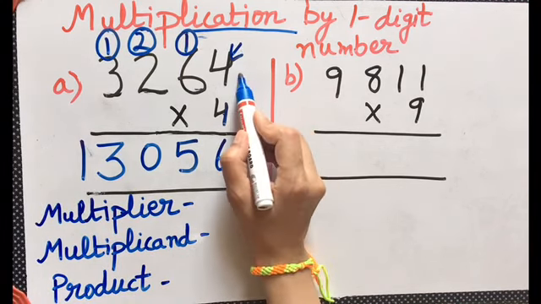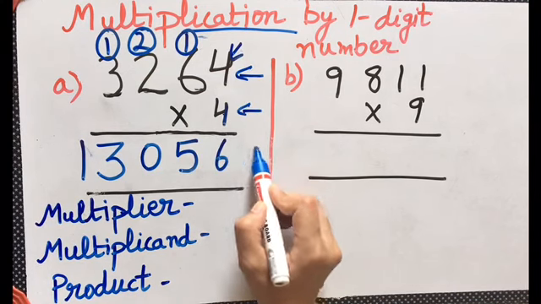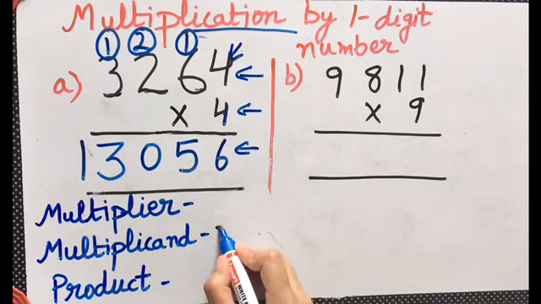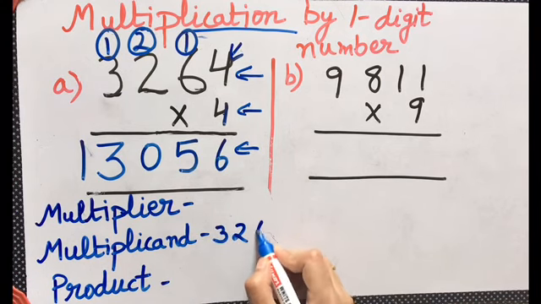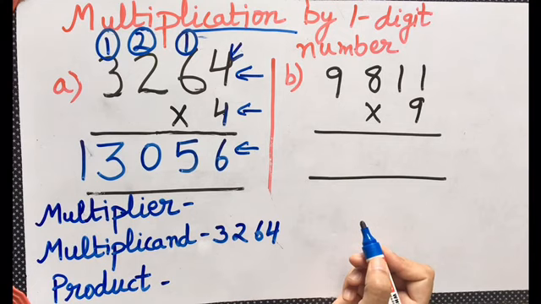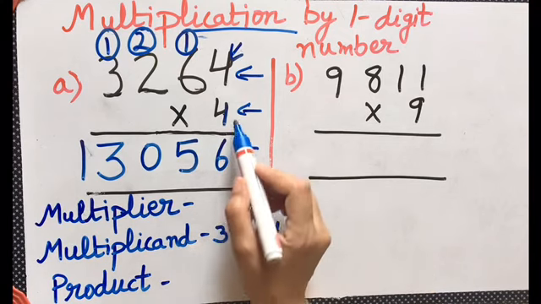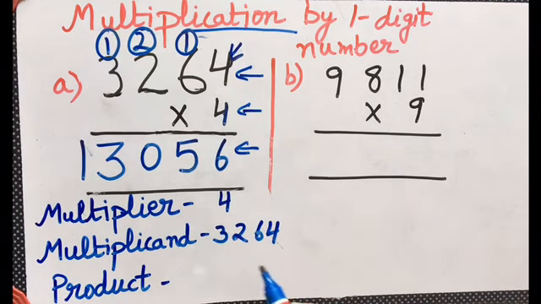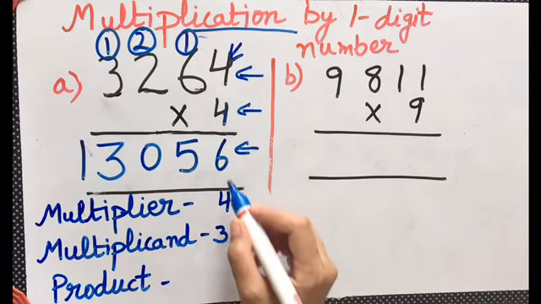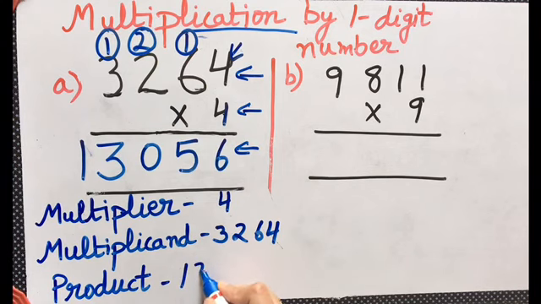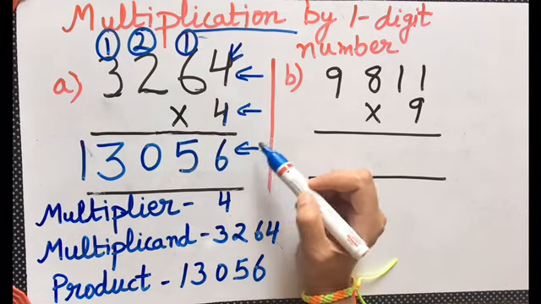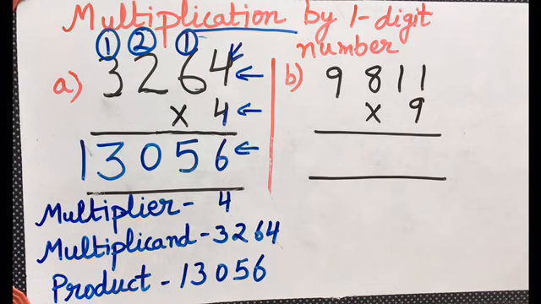Now, in this we have 3 numbers, this, this and this. This one is called the multiplicand. The number which is to be multiplied is called the multiplicand. Multiplier is 4. The number with which we are multiplying the other number is the multiplier, and the answer of the multiplication is called the product. So, these are the 3 things we are going to use in case of a multiplication sum.